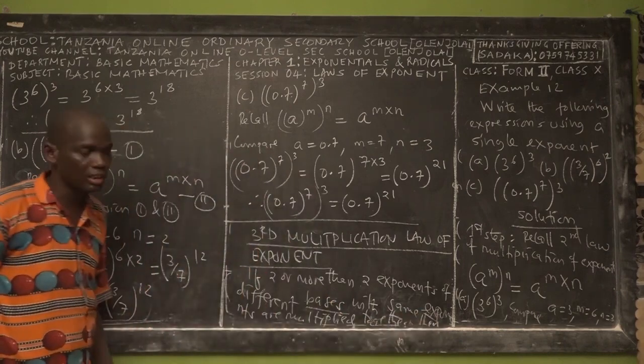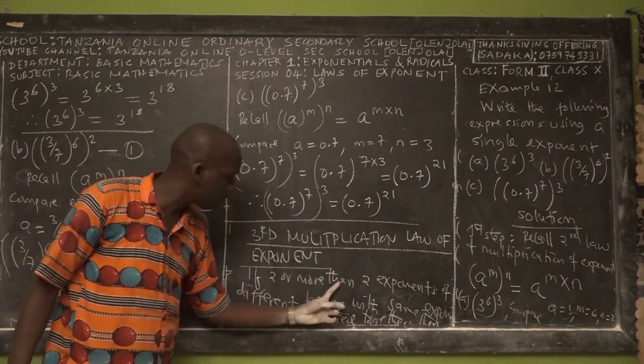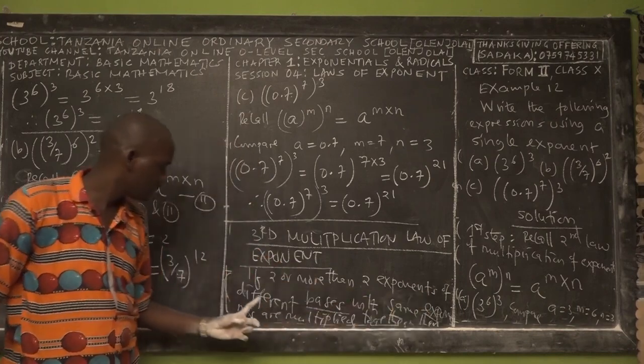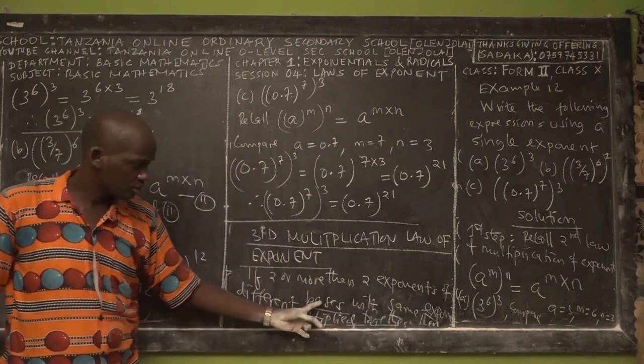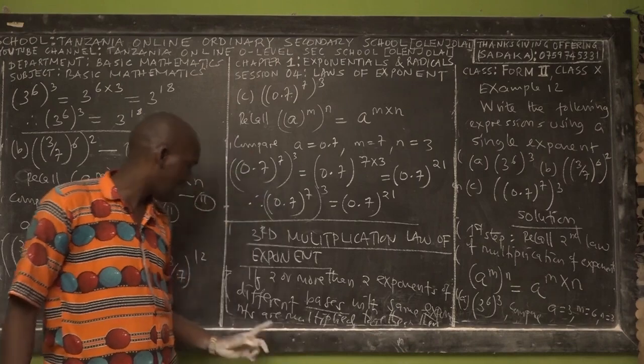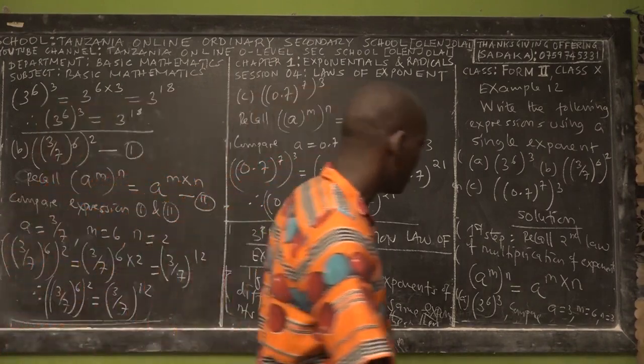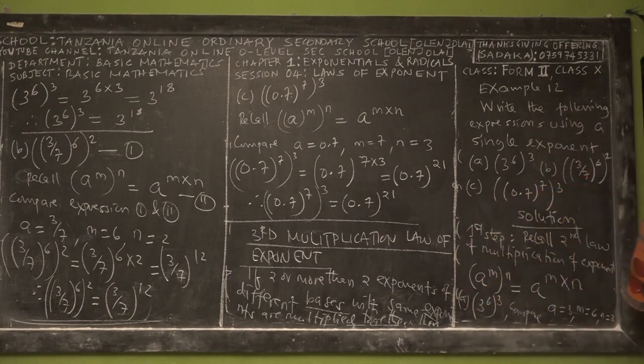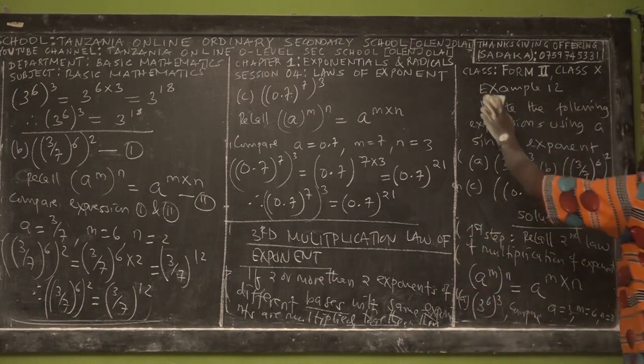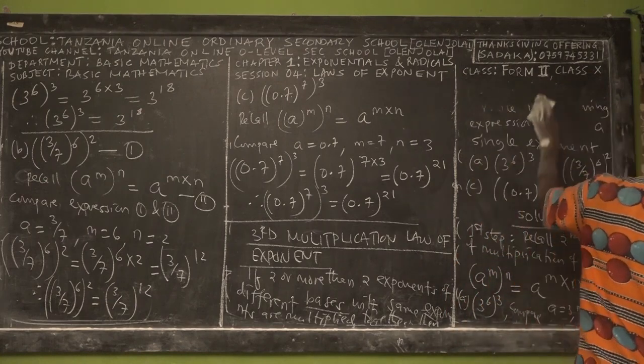Then let me read what I've written. If two or more exponents of different bases with the same exponents are multiplied together. I was just reading for you to see what I've written.